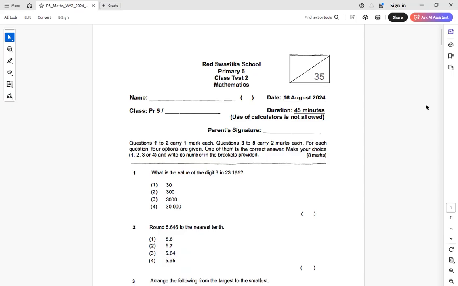Okay, so today I'll be going through the 2024 Rosyth P5 WA2 paper. Okay, so let's start.